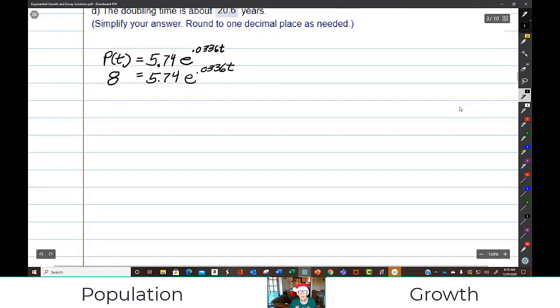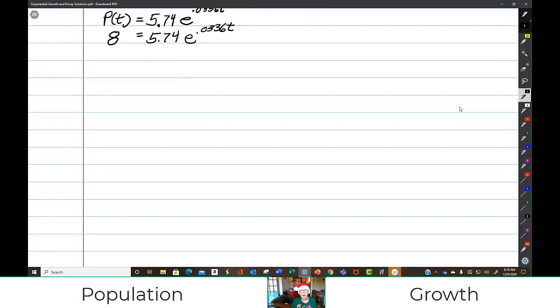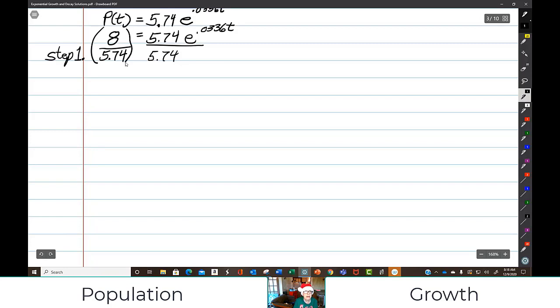Well, now we're going to go in steps, and there are steps you have to follow. Step one. Divide both sides by the number in front of E. And do not hit your calculator. It's so tempting. You really want to put this in your calculator, 8 divided by 5.74, and find out what it is. But no, do not.